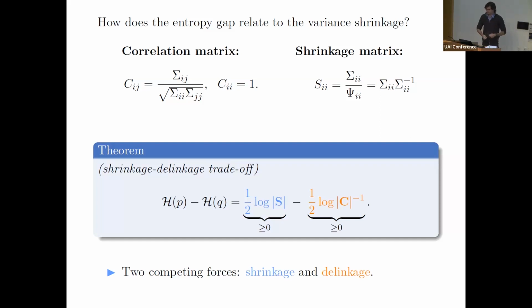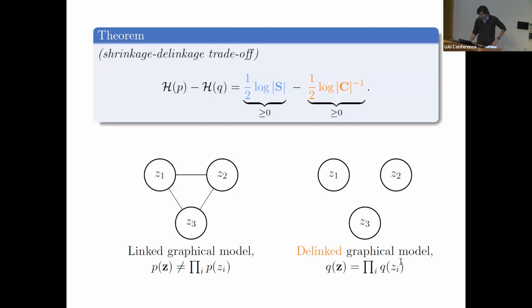But then you have this other term that comes into place, and that's called the delinkage term. And what this is telling you is because you have a factorized approximation, you are forcing the correlation between your latent variables to be 0. And in doing that, you're actually increasing the entropy of your approximation, right? And the reason we call this a delinkage is because if I think about my original graphical model, where I have a link between all my variables, in my approximation, I am breaking those links.